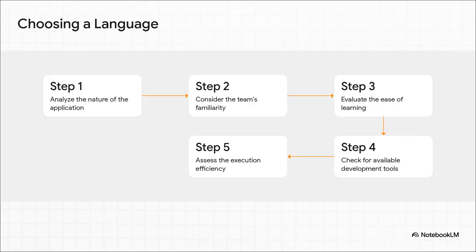So, with that in mind, here's a quick 5-step check you can run. Step 1. What exactly are you building? Step 2. What does your team already know how to use? Sometimes the best tool is the one you already have. Step 3. How hard is this new language to learn? Step 4. What's the community and tool support like? And finally, step 5, how important is raw speed and performance for this specific project?